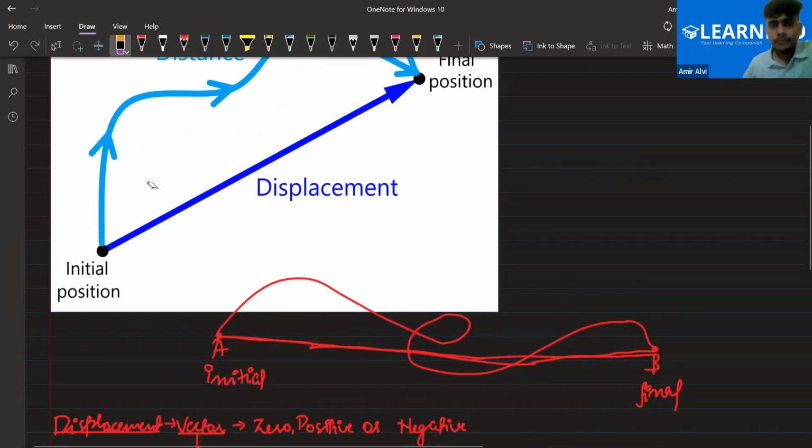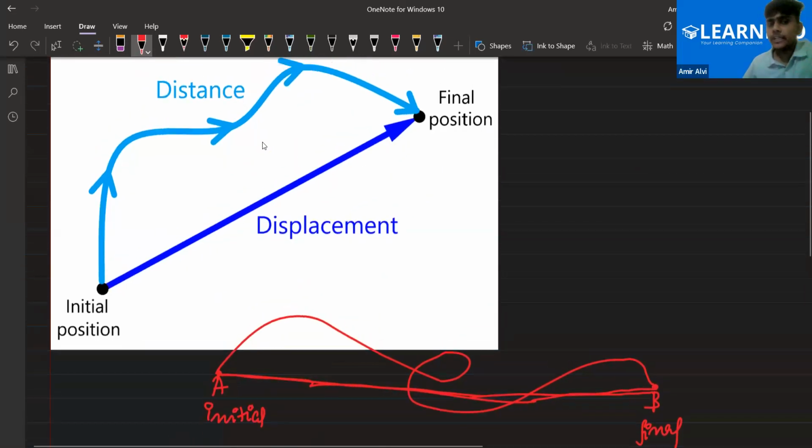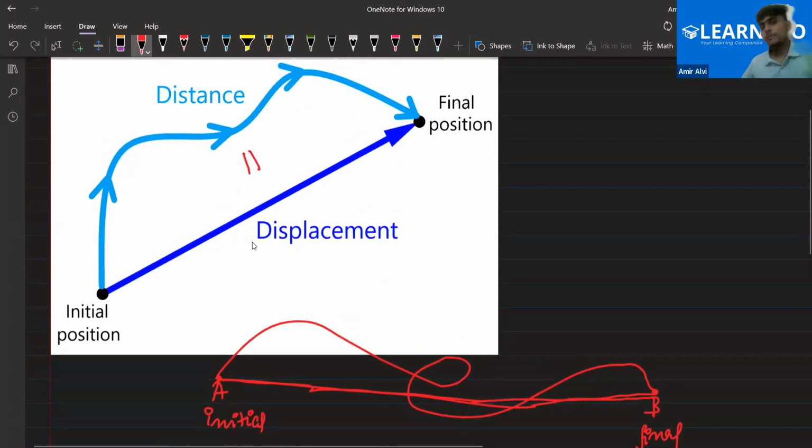So can anybody tell me, suppose that everyone, in which case the distance and displacement will be equal? Any idea? Javeriya and Chakrika? If they both are straight. Okay, Javeriya said when they are both moving in a straight line. What about you, Chakrika? What do you think? Circular path. Okay.